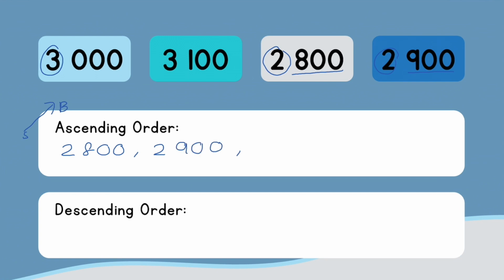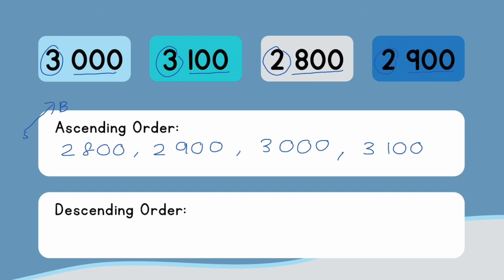Followed by the third number, we move to the 3000s. For 3000, we compare 3000 and 3100. For the hundreds place value, 0 and 1, basically 0 is smaller than 1. So the third number will be 3000. And then the largest number in this number card set will be 3100. So these are the numbers when we arrange in ascending order.